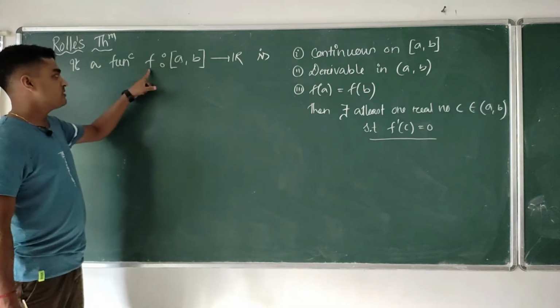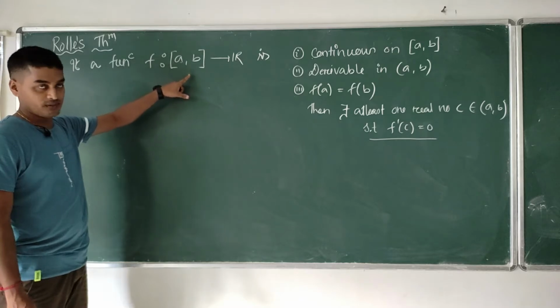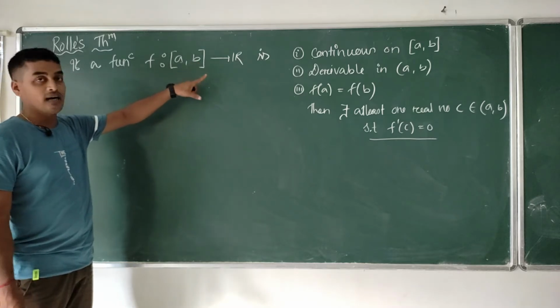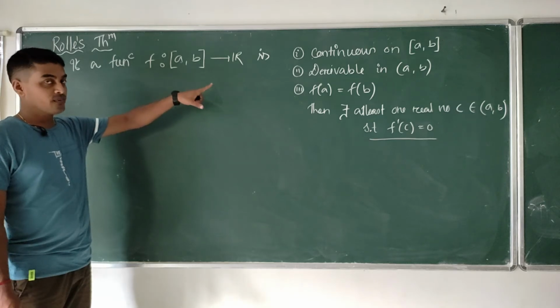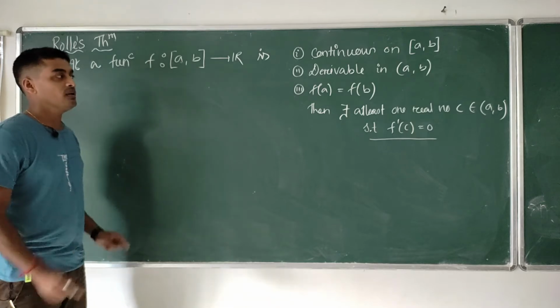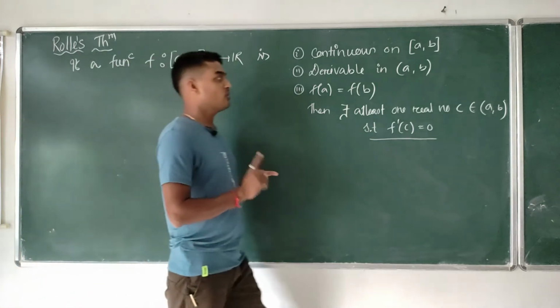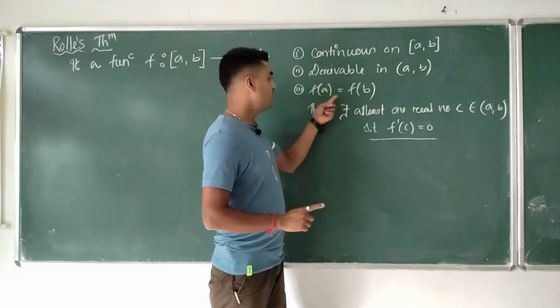First of all, a function is considered which is defined in the closed interval a comma b to R, and is continuous on the closed interval a comma b, derivable in the open interval a comma b. Remember, derivable in the open interval a comma b because the function is not derivable at the endpoints a and b. And third one is f of a is equal to f of b.